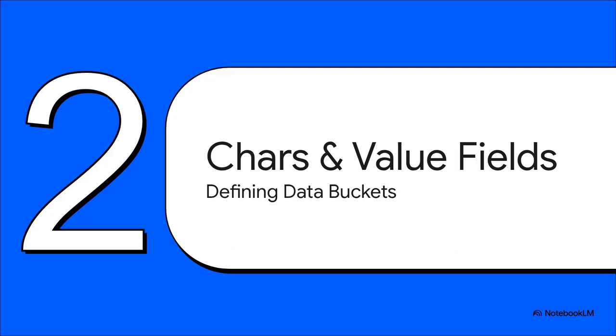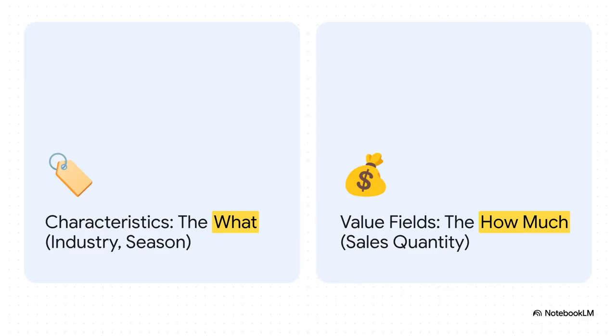Moving right along to Section 2, characteristics and value fields. With our foundation poured, let's actually frame the house by defining our specific data buckets. To pull this off, you absolutely have to understand two core concepts. Think of characteristics as the structural labels that classify our data. They answer the what: what industry, what season, what sales office. Value fields, on the other hand, act as the actual numerical buckets, holding the quantifiable amounts. They answer how much, like how much sales quantity or how much direct labor.